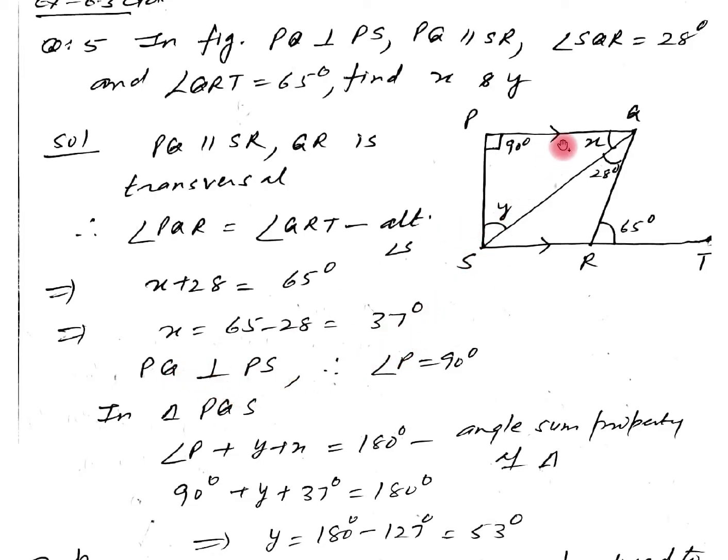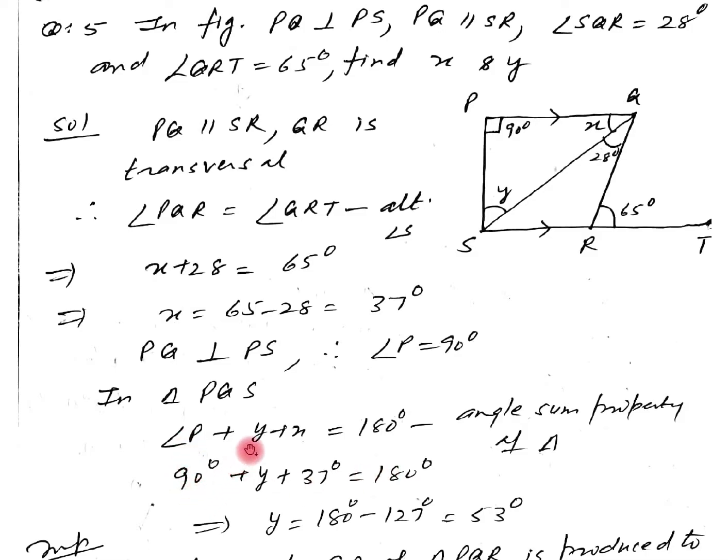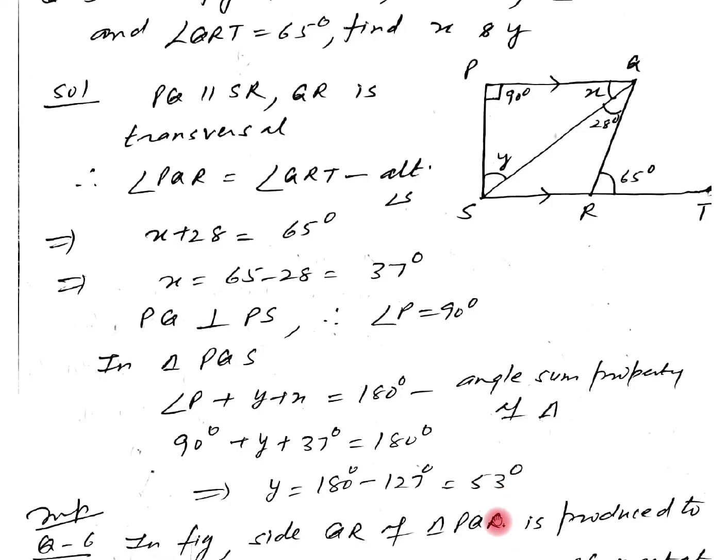Here again PQ is perpendicular to PS. Therefore this angle must be 90 degrees. Now in the triangle PQS, we can easily write angle P plus angle Y plus angle X equals 180 degrees. Now angle P is 90 degrees, Y we have to find out, and angle X is 37 degrees. Putting all these values equal to 180 degrees and simplifying this equation, we get y equals 180 minus 127, equals 53 degrees. It is one of the simple questions.